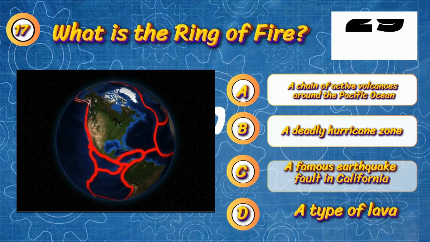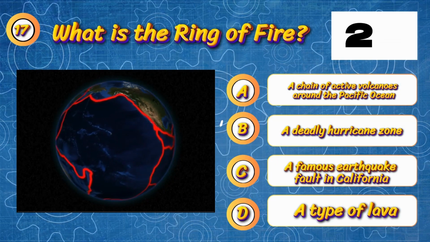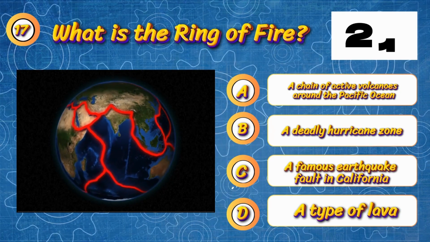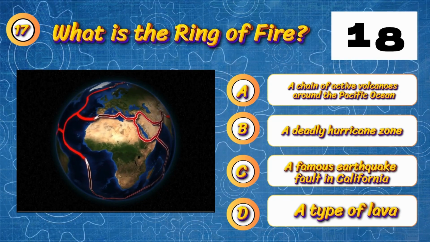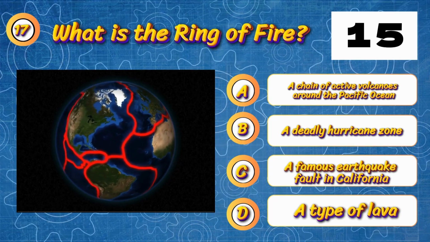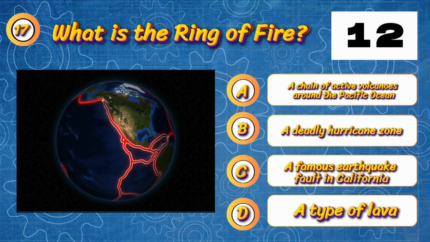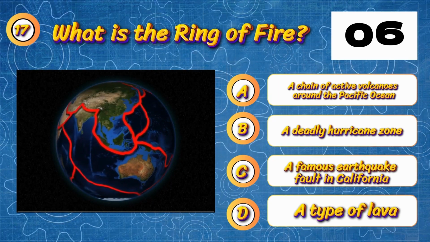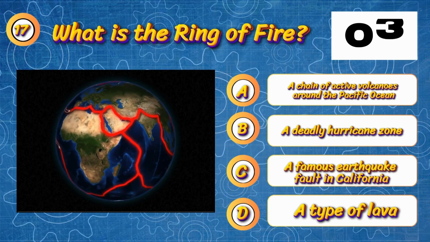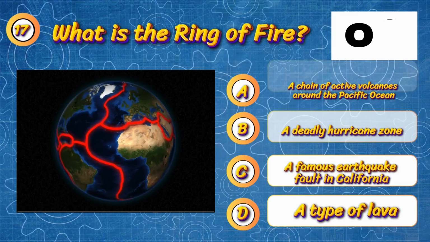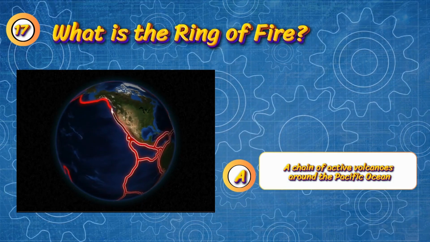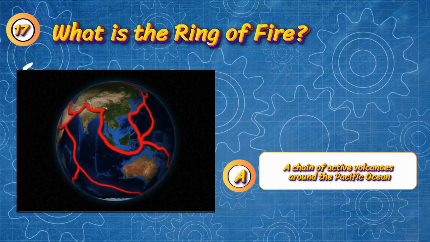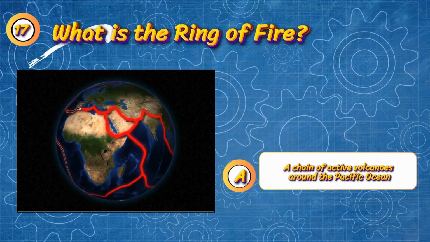Question 17. What is the Ring of Fire? A. A chain of active volcanoes around the Pacific Ocean. B. A deadly hurricane zone. C. A famous earthquake fault in California. D. A type of lava. A chain of active volcanoes around the Pacific Ocean. The Ring of Fire has 75% of the world's volcanoes and 90% of its earthquakes.